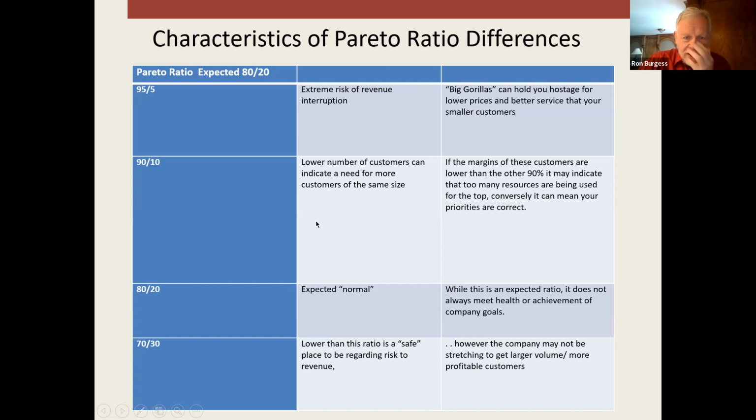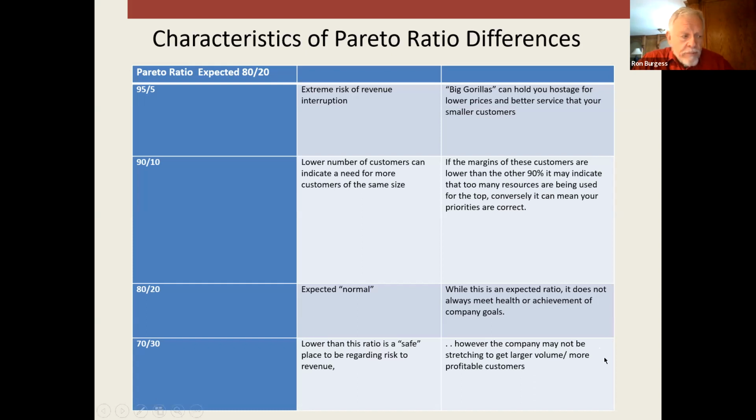If you happen to be 90-10, you still might want to consider really working on getting 3 or 4 more of the same size, so that you don't have this margin pressure. It's not as bad as the 95-5, but 90-10 is still kind of risky. If you're down lower, this is kind of a safer place to be in terms of revenue, because if 30% are producing 70% of your business, then you've got a safer margin for people leaving you as a customer.